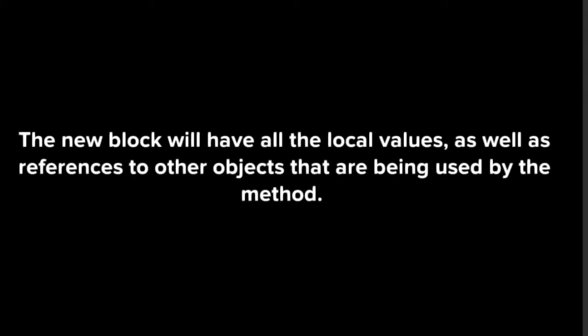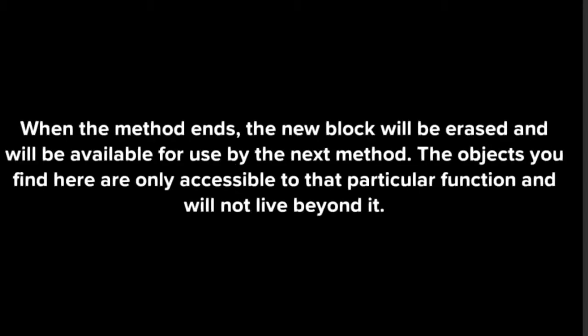When a method is invoked, it creates a new block in the stack for that particular method. The new block will have all the local values, as well as references to other objects that are being used by the method. When the method ends, the new block will be erased and will be available for use by the next method. The objects you find here are only accessible to that particular function and will not live beyond it.